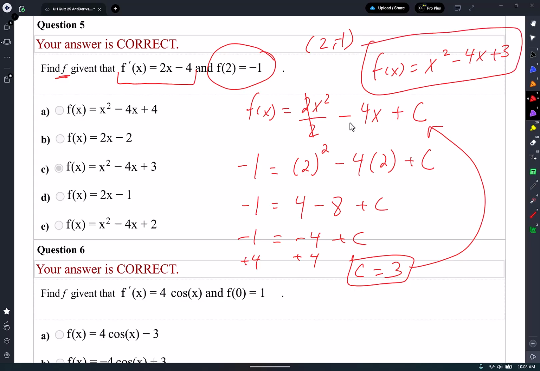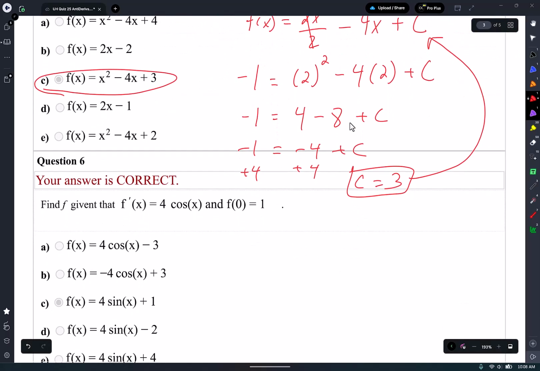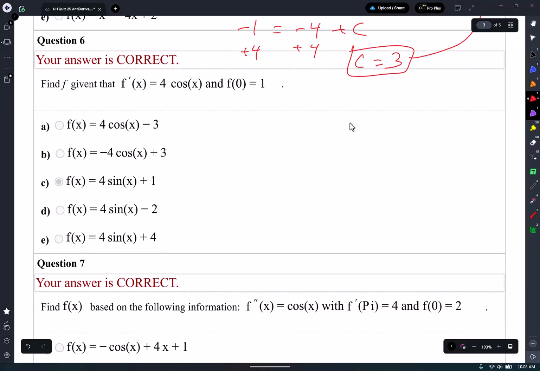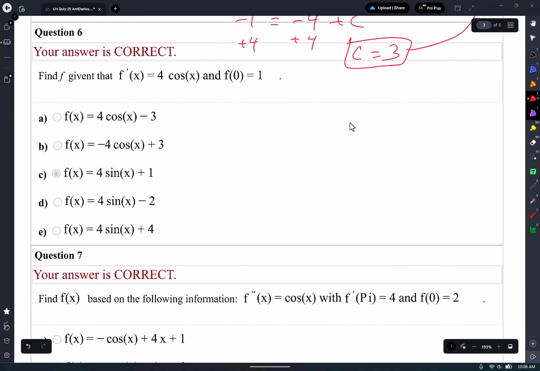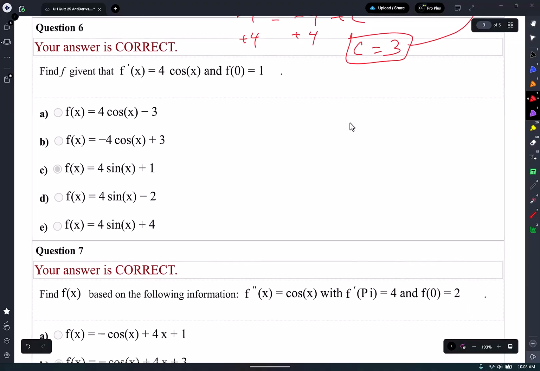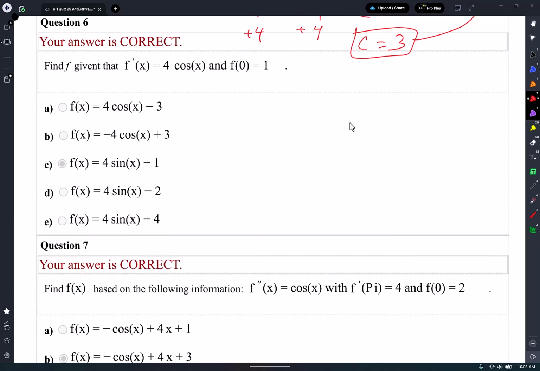Does everyone see how we did it? So there it is: x squared minus 4x plus 3. Okay, here we go. It's not extreme pre-cal. Bless you. Baby pre-cal, guys. F of x, let's go slow. Don't look at the answers.